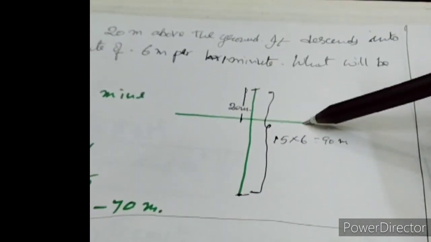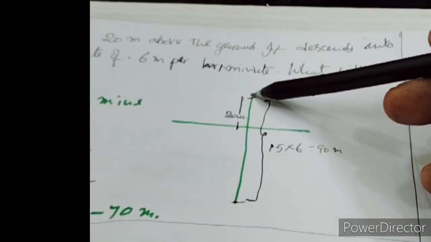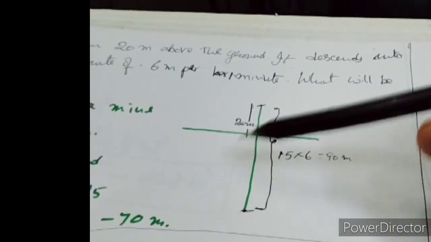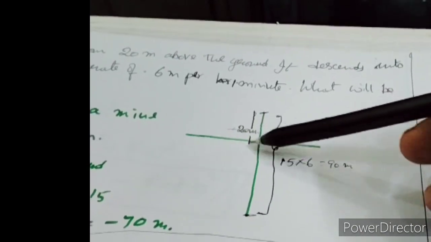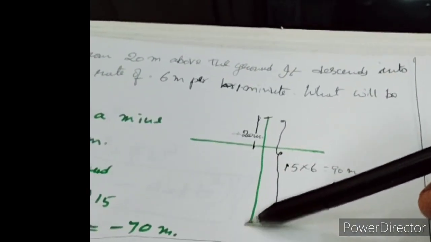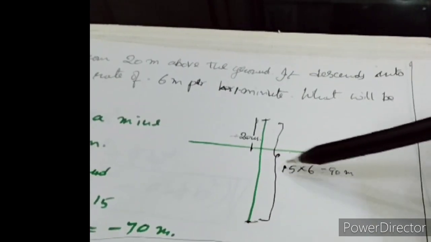See, here is a question. Fifth question: an elevator begins 20 meters above the ground and it descends a mine shaft at the rate of 6 meters per minute. What will be its position after 15 minutes? A mine means it is below the ground level. Suppose this is the ground. It started descending from here to here. Above the ground level means it will take positive values, and descending means it is decreasing. So you have to take minus 6 meters below the ground level.